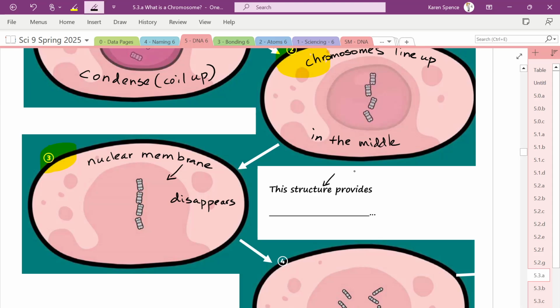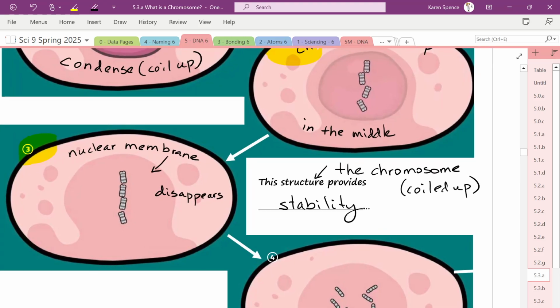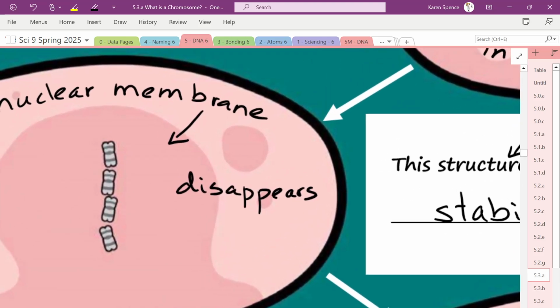This structure, and by this structure I mean the chromosome, coiled up, provides stability. Now, do you see how each of these is made of a little half, an X, and a little X, and a little X, and a little X?